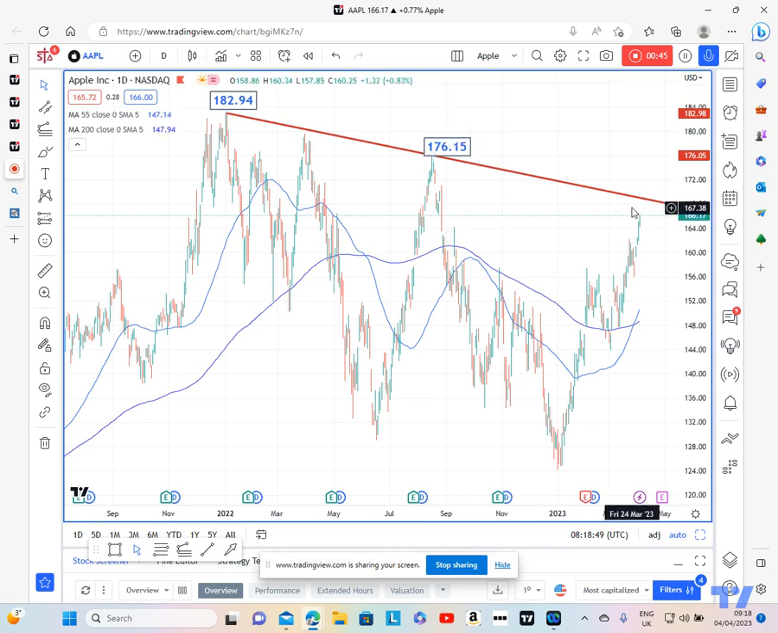Now, above here, we've obviously got the previous peaks. We've got 176.15, which was August 2022, and also a peak nearer to 183 in January 2022. So they would be obvious upside targets should that level break. But what would happen if we actually went above 183? How do we come up with targets then? That becomes a little bit more tricky, but I'm going to show you some techniques that I personally use.